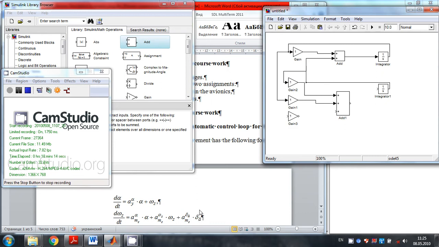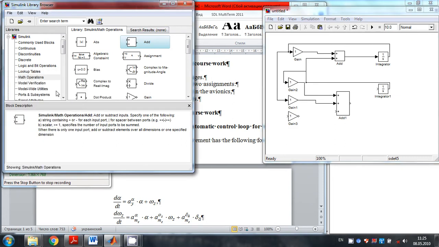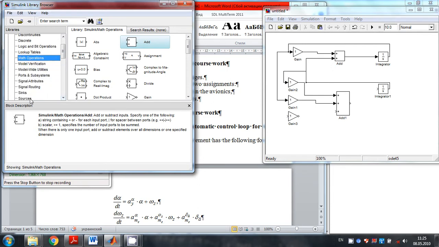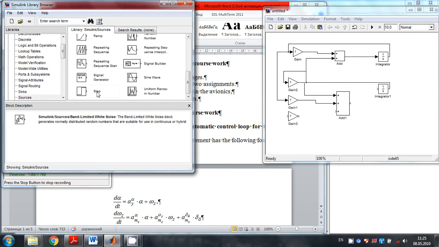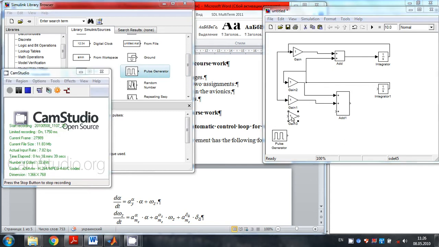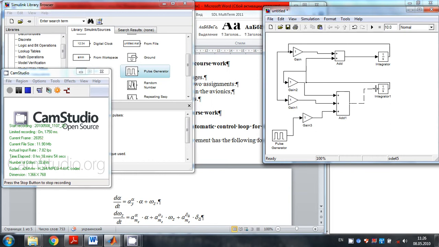As the source for this deflection of the elevator, we use the so-called step function. The step function can be found in the sinks and sources. We use the step function. Or we can use the rectangular pulse generator. So we connect the output of the pulse generator to the gain input. And now we feed omega to the integrator, and then from the output of the integrator we feed it back both to the first equation through this error and to the second equation through this gain.